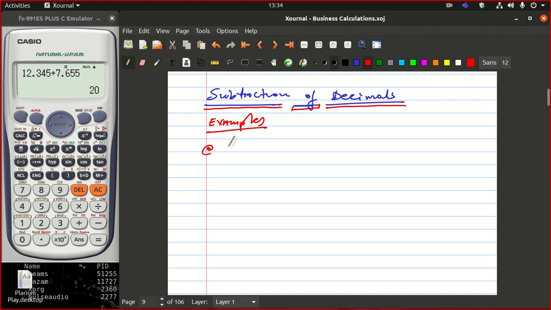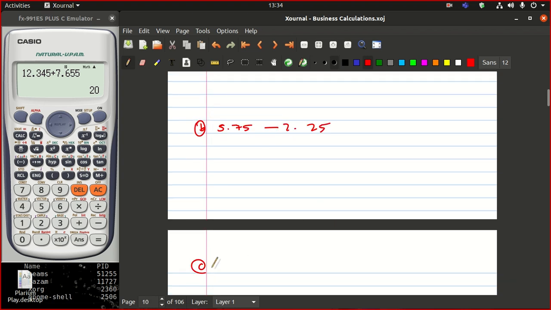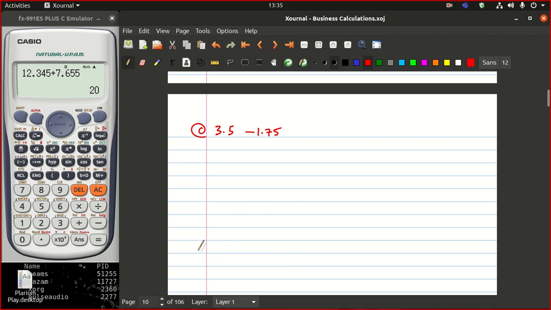I want us to do 0.9 minus 0.4, and then this is going to be our B: 5.75, and then we subtract 2.25. From there I want us to have C, and C is going to be 3.5 minus 1.75. Then D is going to be 9.999, and then I want to subtract 0.999.